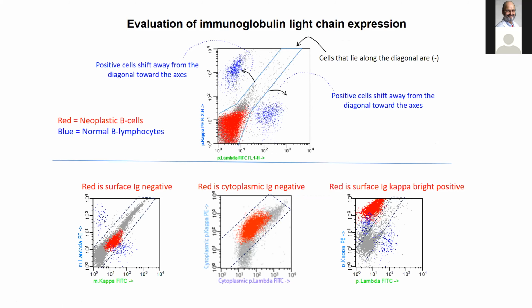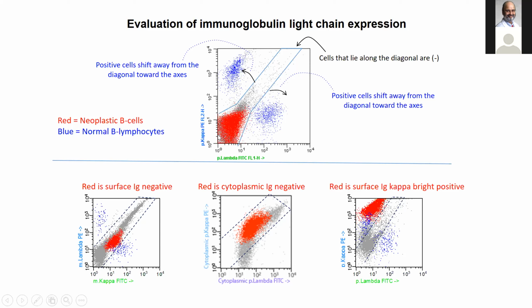One of the most useful markers that we have in assessing B lineage cells by flow cytometry is surface immunoglobulin light chain or cytoplasmic immunoglobulin light chain. So what we typically do is plot lambda versus kappa. Unlike a quadrant analysis with four quadrants, here you look and say, I've got a diagonal, and anything along the diagonal I'm going to consider negative for the immunoglobulin light chain. And the positive populations fall off of the diagonal into these regions over here.